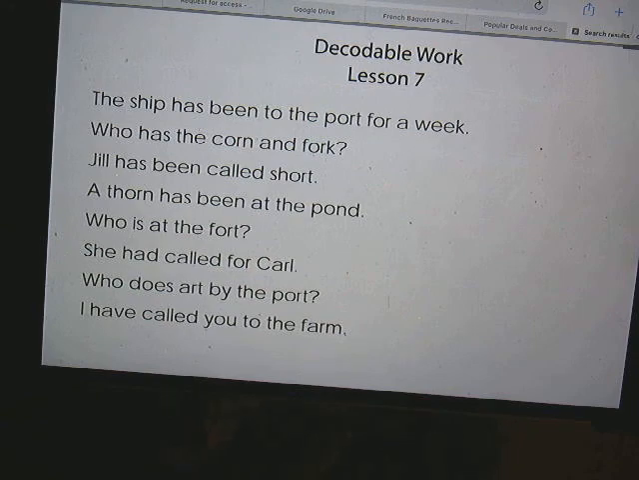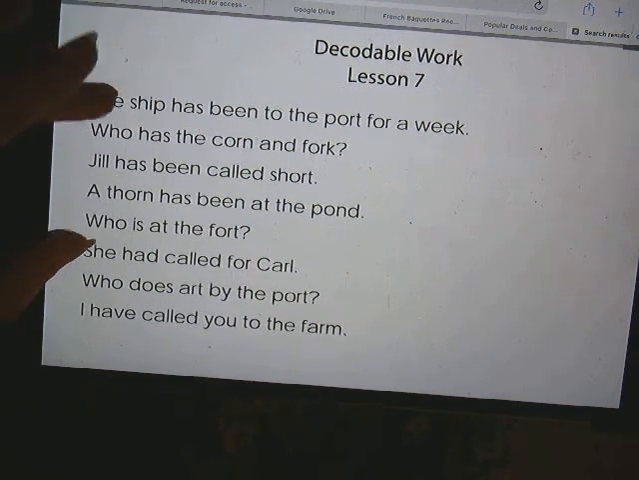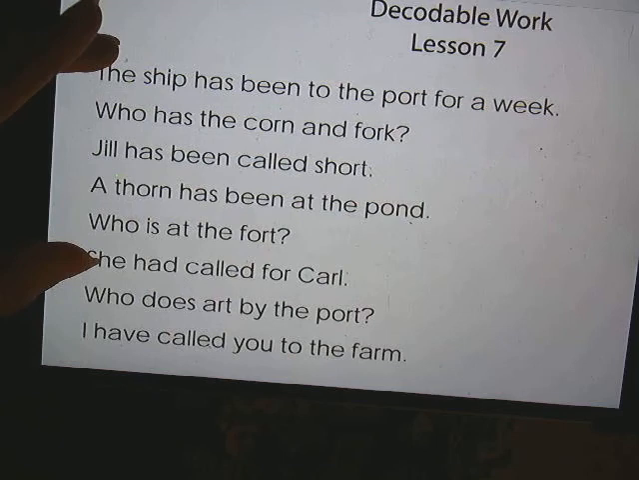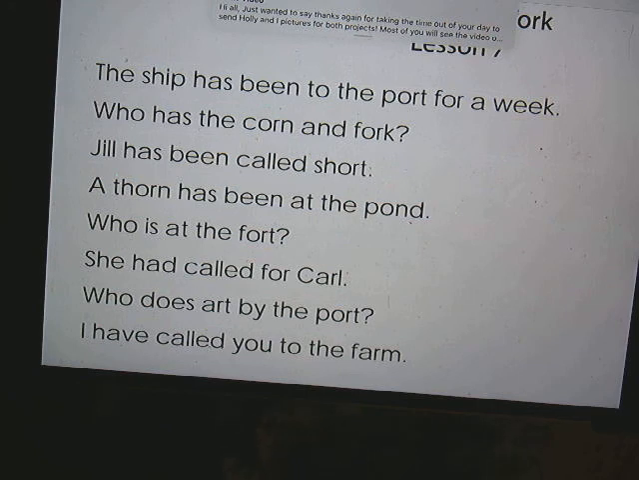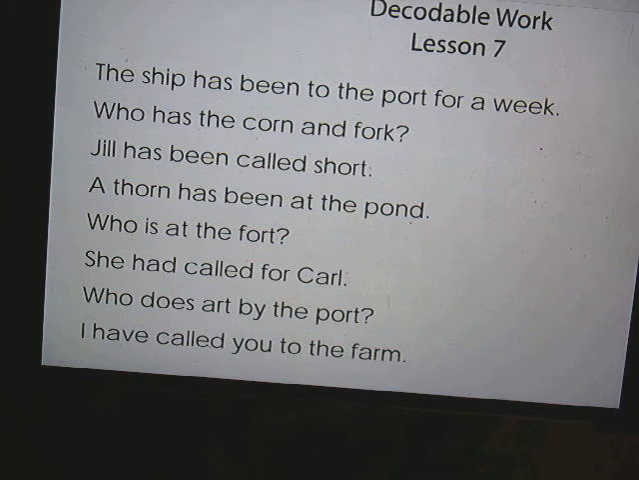Okay, you need to keep reading until you are reading with fluency. So if you want, pause it and keep reading. Otherwise, I will see you here tomorrow, and it will be lesson 8 tomorrow. See you then.